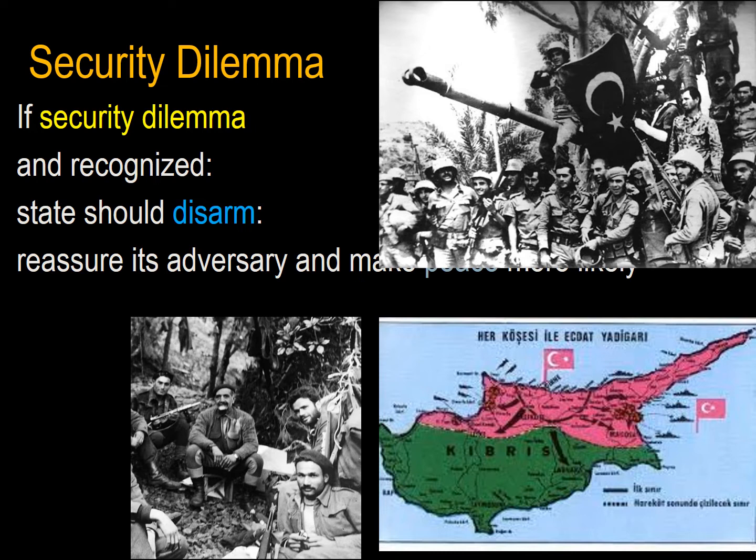If the international system can be characterized as a security dilemma, and this is easily recognized, then states should disarm. They should reassure their adversary, and then this makes peace more likely. The Turks and the Greeks, for example, in their dispute over Cyprus, could have come to an arrangement without having to pay the costs of war that could have produced the same outcome, but without all the violence. If only the states had recognized that their mutual escalation was creating mutual insecurity.